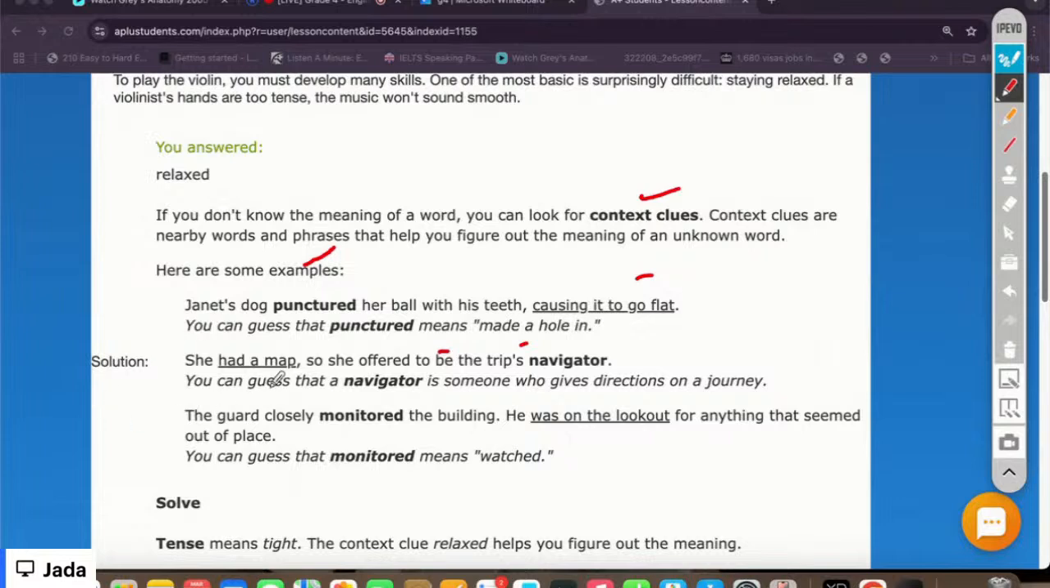All right, so we also have she had a map, so she offered to be the trip's navigator. So navigator could be a new word that you don't know. So you have to look at the sentence and get the clues from that. You can guess that navigator is someone who gives direction on a journey. The guard closely monitored the building. He was on the lookout for anything that seemed out of place. So monitored and he was on the lookout. So it means that he's just watching over the building.